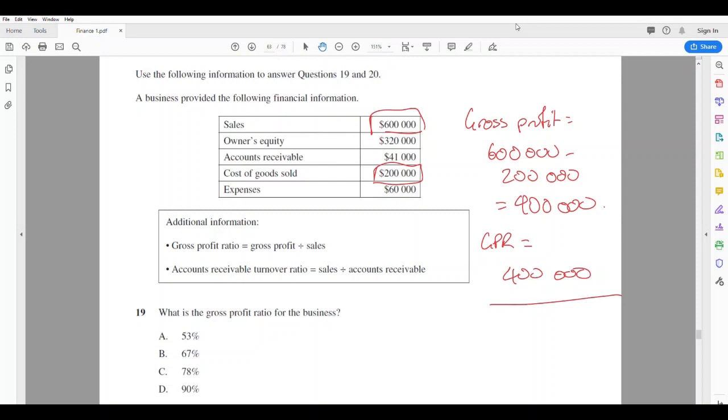400,000 divided by 600,000 equals 0.67 to 1, or 67%. So for every dollar, you're making 67% profit on our gross sales.